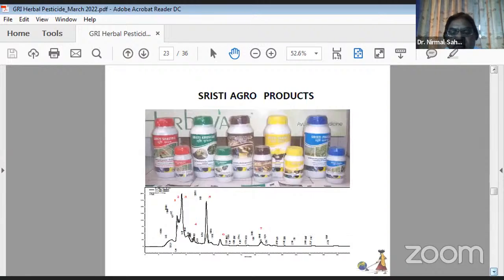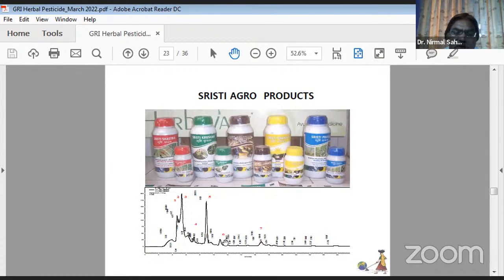If it is not required, we need to get the letter from the local agricultural department for such formulations, since it is under the IPM or the traditional knowledge kind of thing. So no license is required. That kind of letter is necessary. Otherwise, currently there is the provision of biostimulant where you can take the license for GP license also. So these are the HPLC peaks.